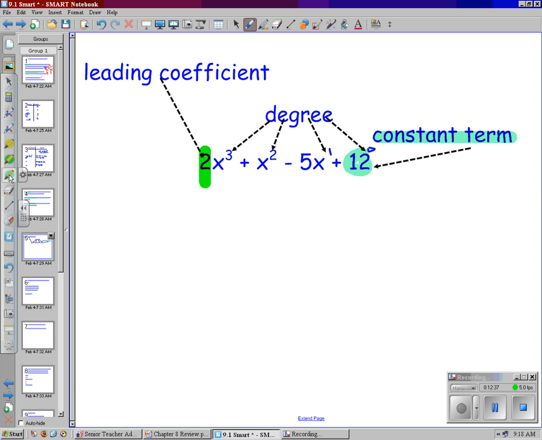Because it never changes. It's always 12. There's no variable attached to it. So the other coefficients here, you can have a 1 as a coefficient, a -5 as a coefficient. The 2 is the leading coefficient. It's on the term with the highest degree. With me?